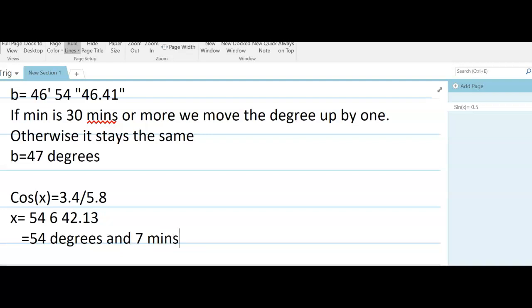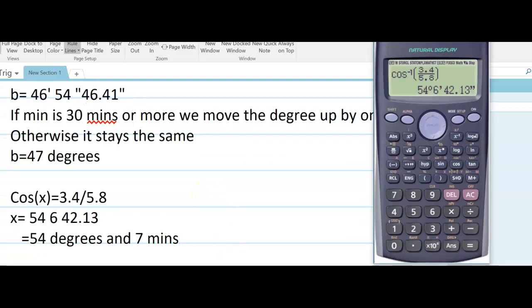Obviously in maths you would write minutes with the symbols. Okay, so that's doing angles with a calculator. What about if you had sides? Watch my next video.